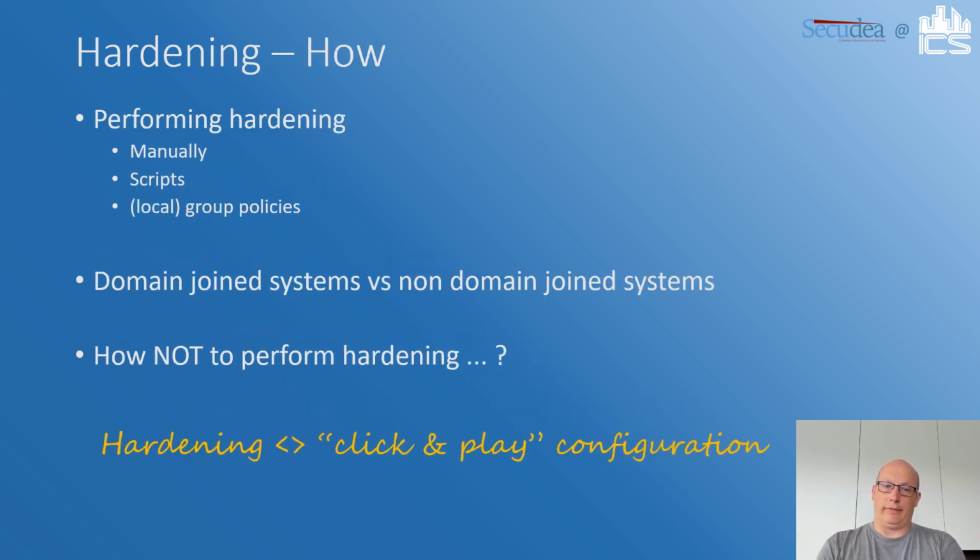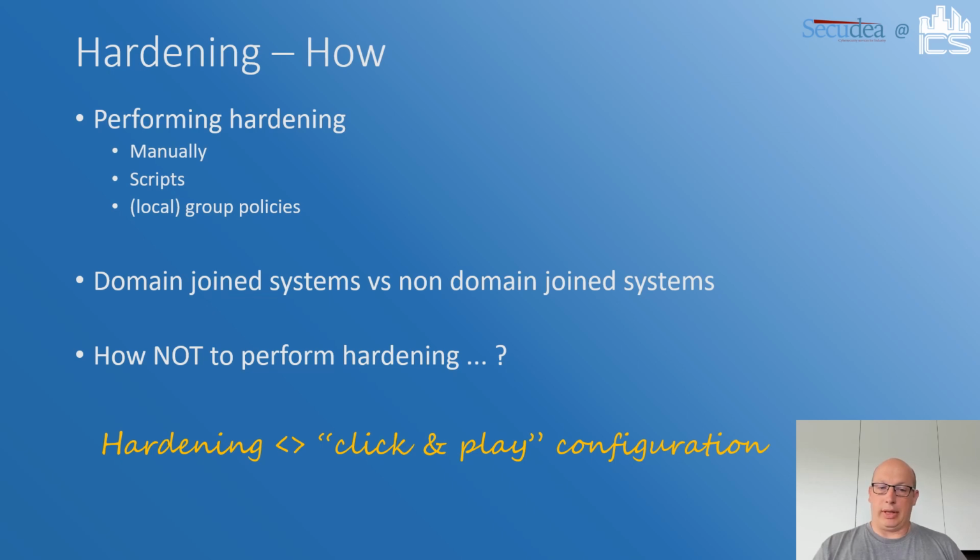How would you do hardening? Performing hardening can be done in three big different ways. First, manually, applying every single setting by hand, so changing registry keys, removing software, applying other settings to your system. Or you can create scripts to assist you in doing the hardening, or you can use group policies. That can be either local group policies or centrally controlled group policies if you have, for example, an Active Directory. So that's the main difference between domain joined systems and non-domain joined systems. But in both occasions, you can use group policies either locally or centrally.